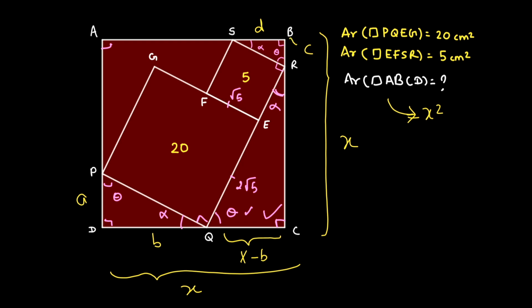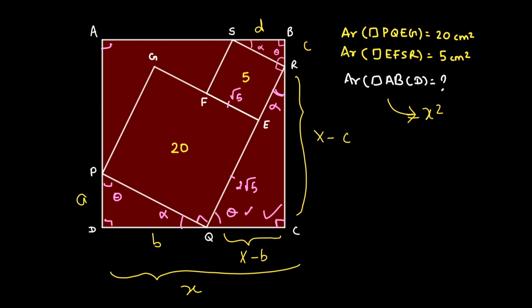Now the length from B to R is equal to c, the length from B to C is equal to x. Therefore, the remaining length, that is from R to C, will simply turn out to be the longer length minus the shorter length. The longer one is equal to x and the shorter one is equal to c. Therefore, this remaining length would simply turn out to be x minus c.